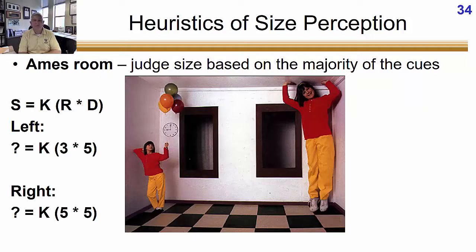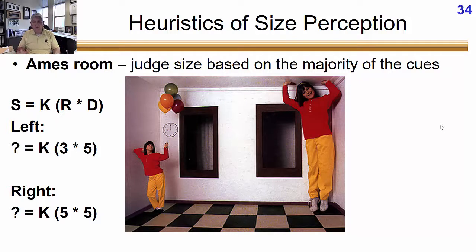Okay, that's a great description of the Ames room. So let's apply the size distance scaling equation to this illusion. Here we see the same girl, right? But over on this side, she looks like she's about 4 feet tall. And on the other side of the room, she looks like 8 feet tall.